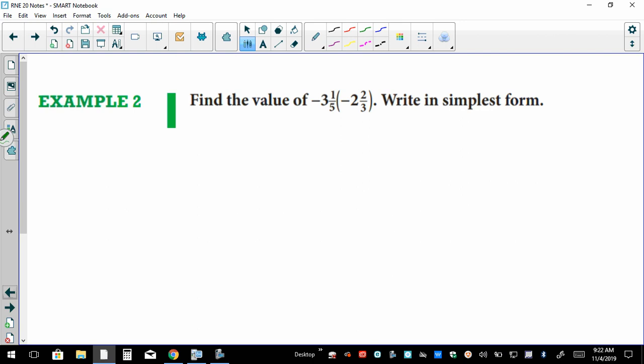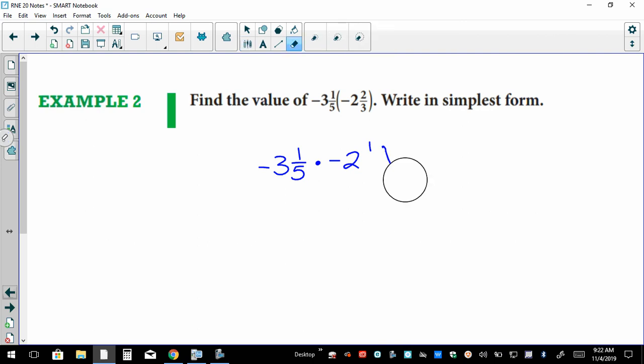If your copies didn't show up real good, I'm going to go, okay. I'm going to go a negative 3 1/5 times, I'm going to put the multiplication symbol in there. Negative 2 2/3, not 1/3. What do you suppose I do here? Yeah, always put them in improper because they're easier to multiply.